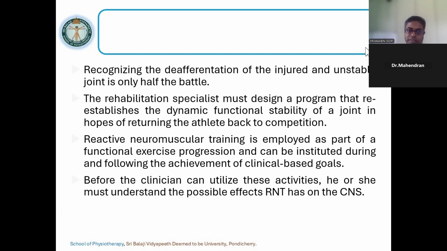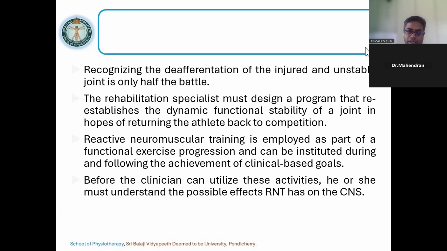So that's the reason this technique cannot be incorporated at the early phase of the rehabilitation. Okay, so it is better to have it at the terminal phase of the rehabilitation. Before the clinician can utilize these activities, he or she must understand the possible effects RNT has on the CNS. So before we use this technique, as a physiotherapist, we should know how this technique works, and how we can correct this deafferentation.